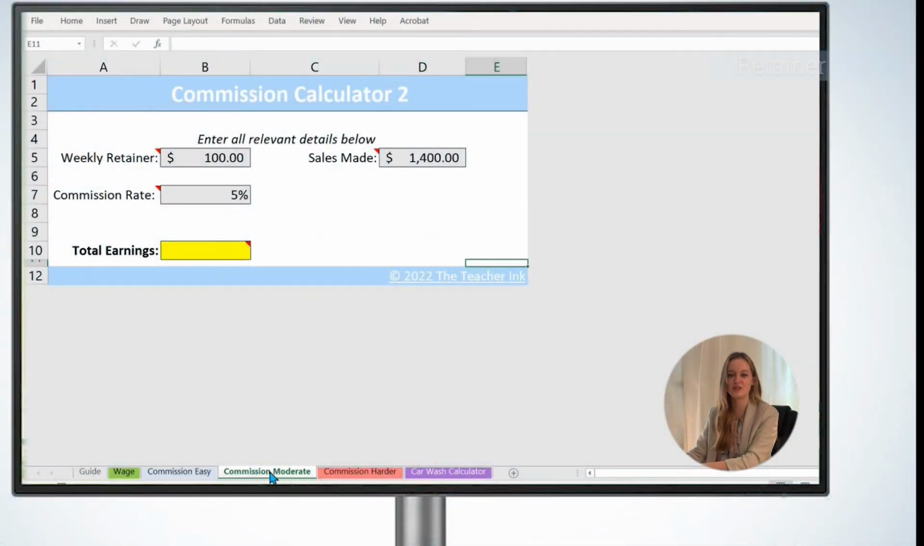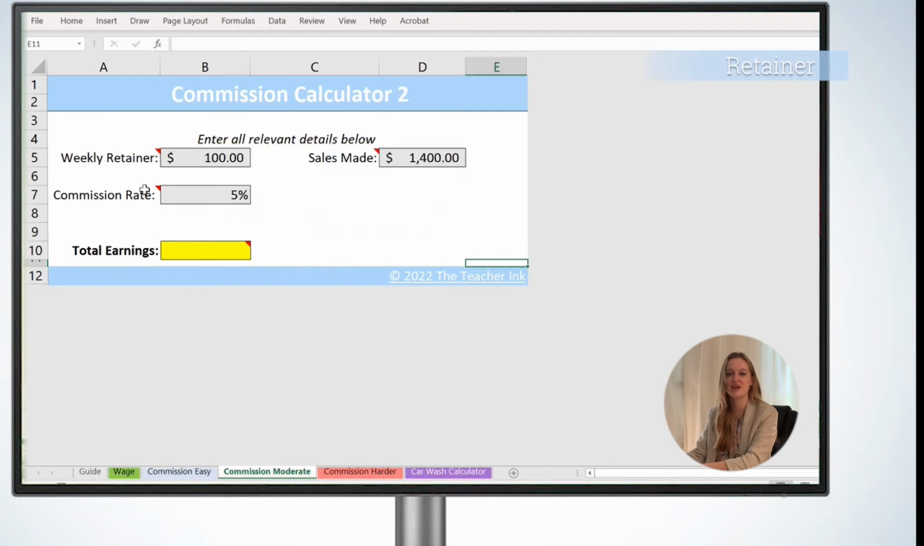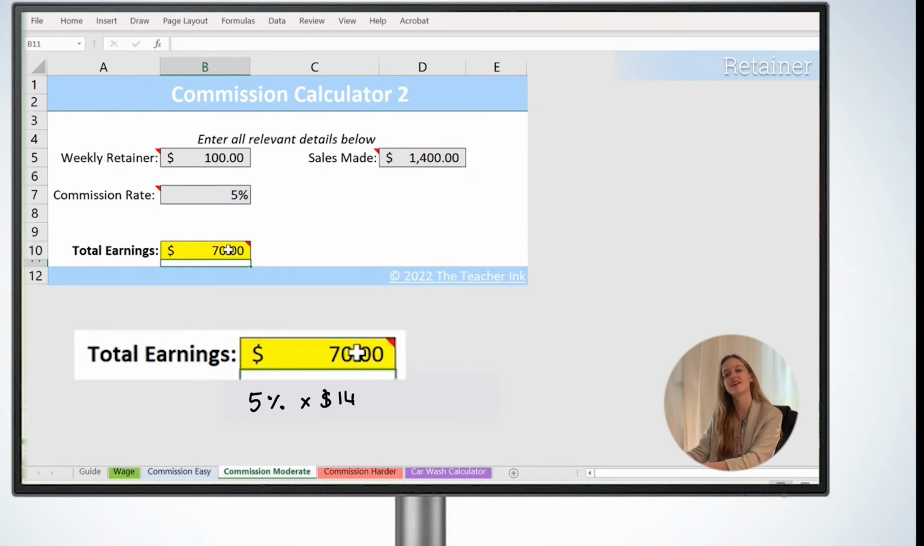This worksheet includes a weekly retainer, which is a fixed amount of money paid to an employee on top of their commission. This way, if you're a terrible salesperson or if no one comes into the store to purchase something, you'll still be guaranteed your retainer as pay. The first thing we'll do is multiply the commission rate by the sales made. I'm going to hit enter and you'll notice the cell has not turned green. I'm missing something in this calculation.